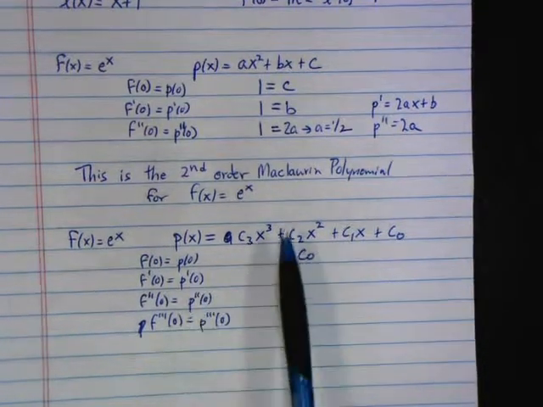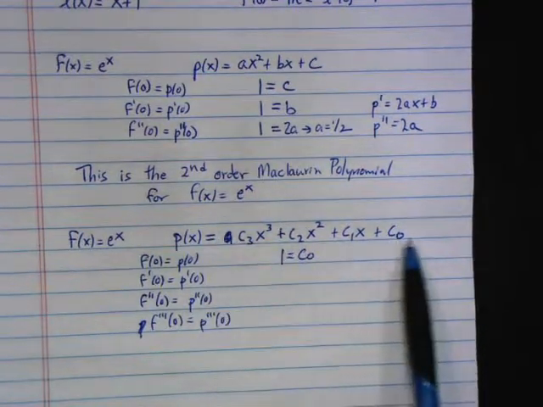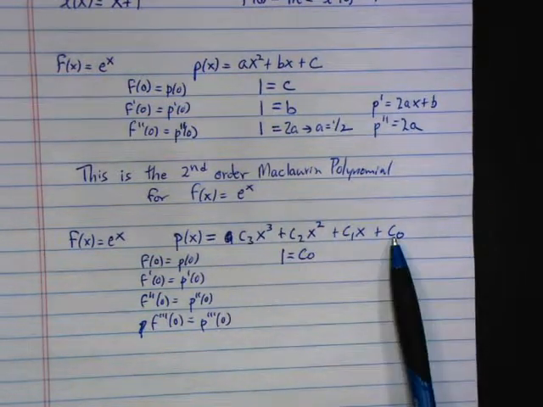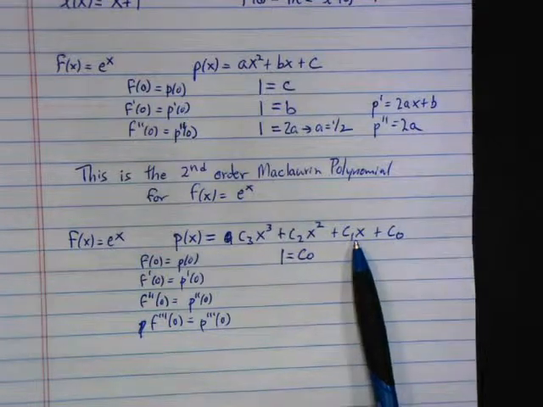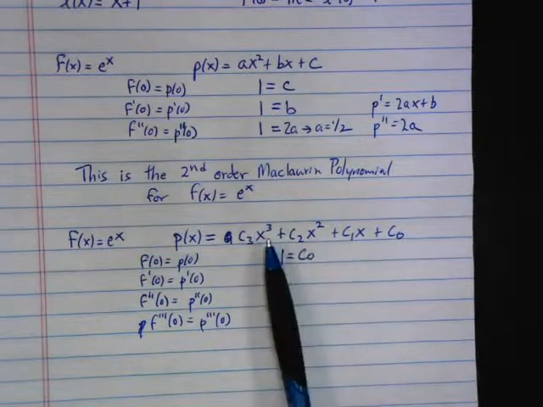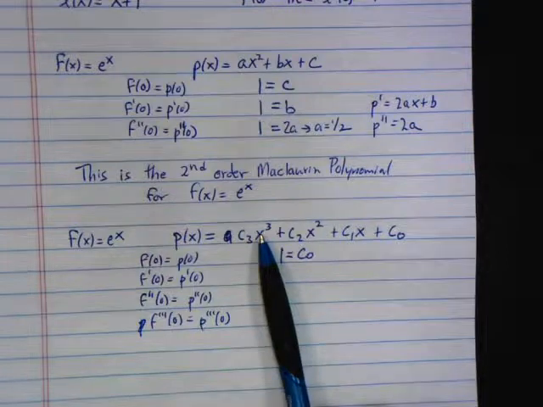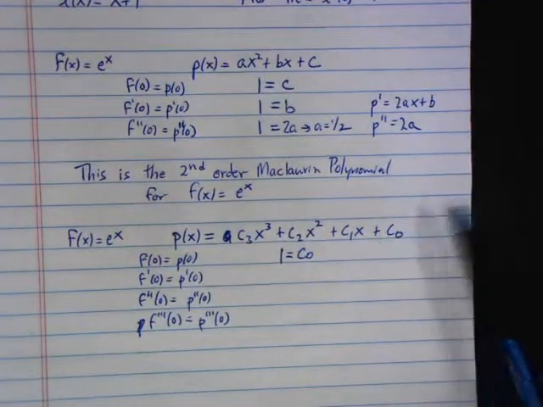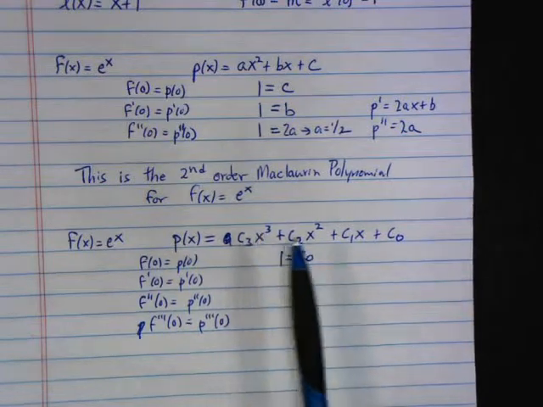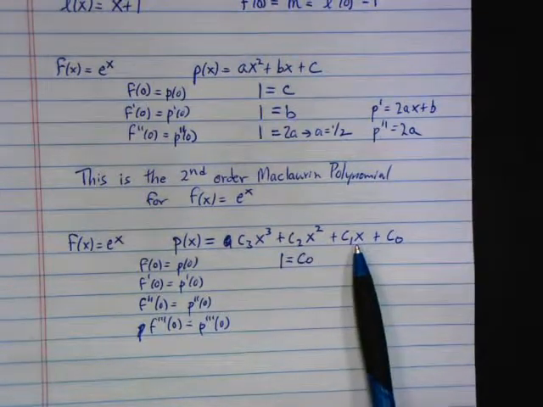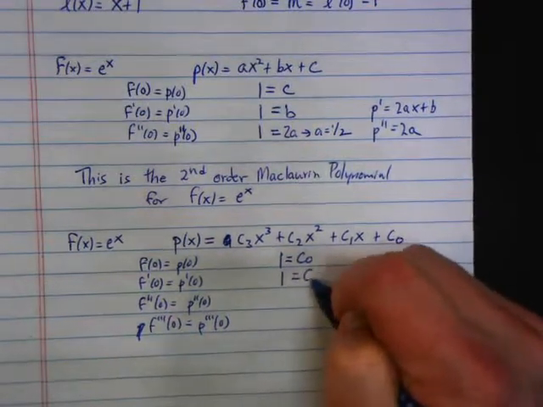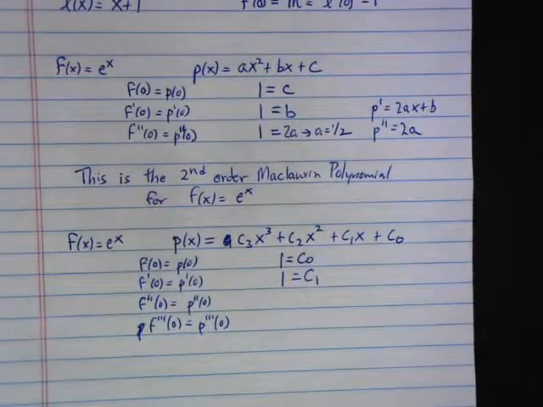What's going to happen when I take the derivative of this thing and then I plug in 0? I'm going to get C sub 1. Because when I take the derivative, I'm going to have a 3x squared here. I'm going to have a 2x there. This one's going to go away. But when I plug in 0, that one's going to go away. That one's going to go away. The only thing that's going to survive is C1. I'm going to get 1 equals C sub 1.